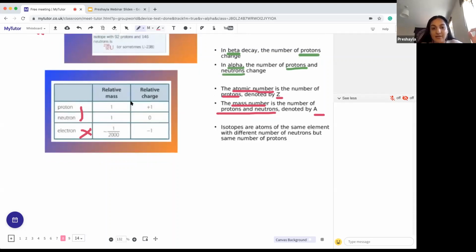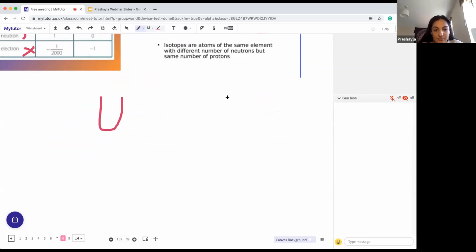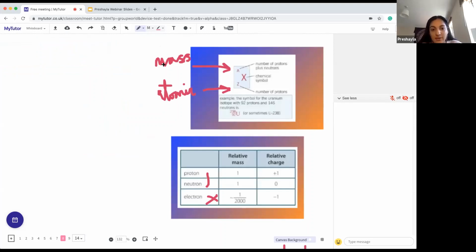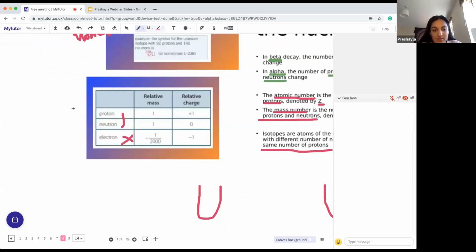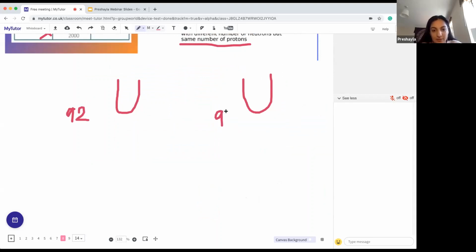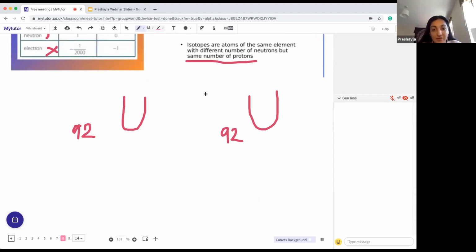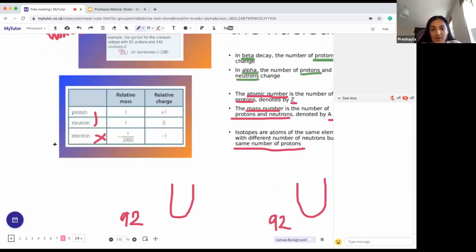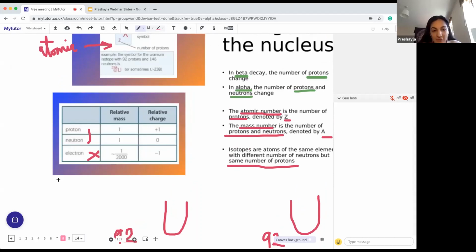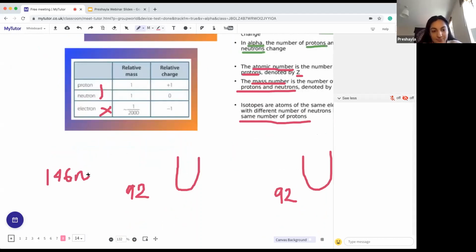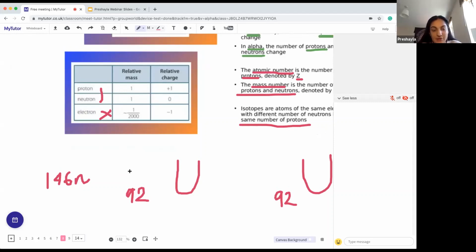So let's take uranium. So we've got 2 atoms of uranium. Same element, same material. And they have the same number of protons, 92. So we'll write our 92 at the bottom here. Same number of protons, but they have a different number of neutrons. So for this one, let's say that we have 146 neutrons, which makes our total 238.